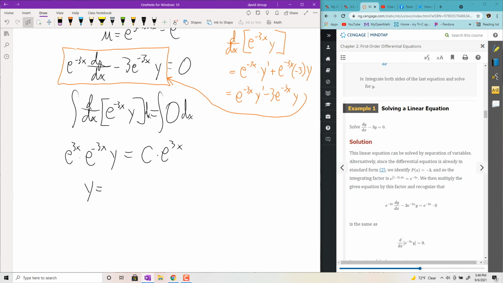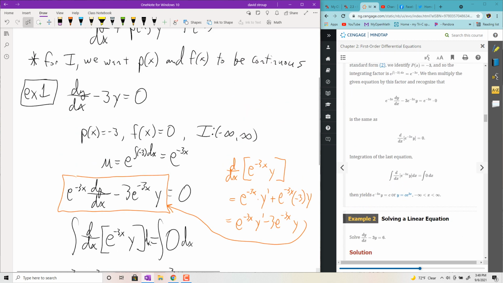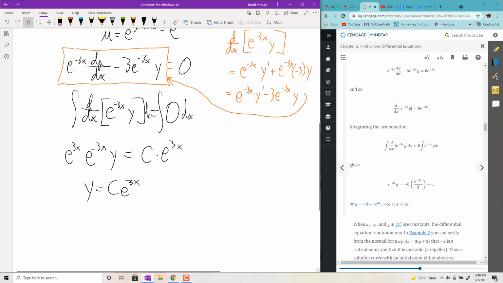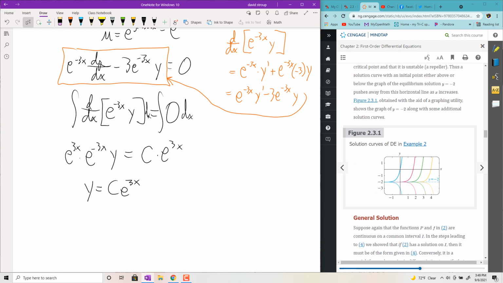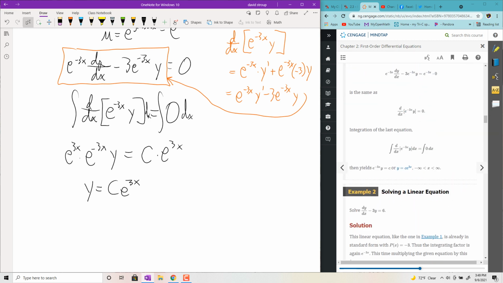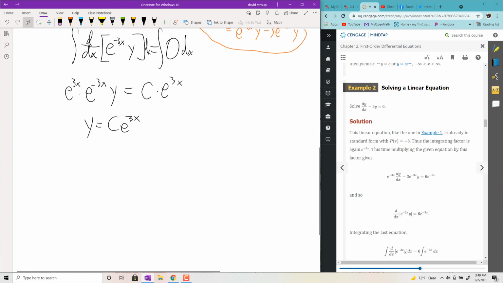And we'll have our general solution on that interval. And it is, in fact, a general solution because of the way we've picked our p of x and f of x to be continuous. And if you want to know about that, you could read this section in the book under general solution. All right, so let's go on to example 2.